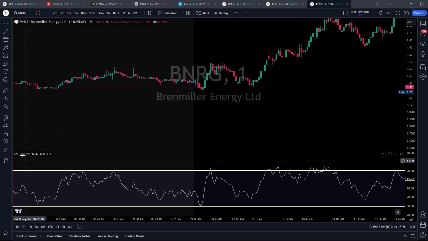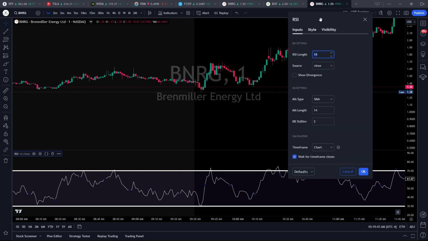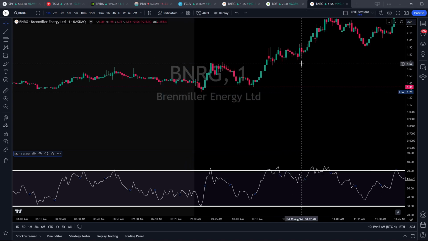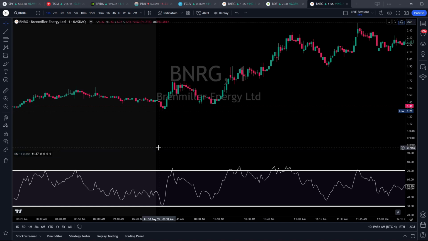The RSI settings here. So we have this on a 14 length for the settings. That means it's going over the 14 data points for that time frame. So this is going to switch for each time frame that you're on. That's something that's really important. Right now we're looking at the RSI on a 1-minute chart, right? So this is 1-minute signals on the RSI with the 14 length. You can change the time frame up here, so to a 2-minute.